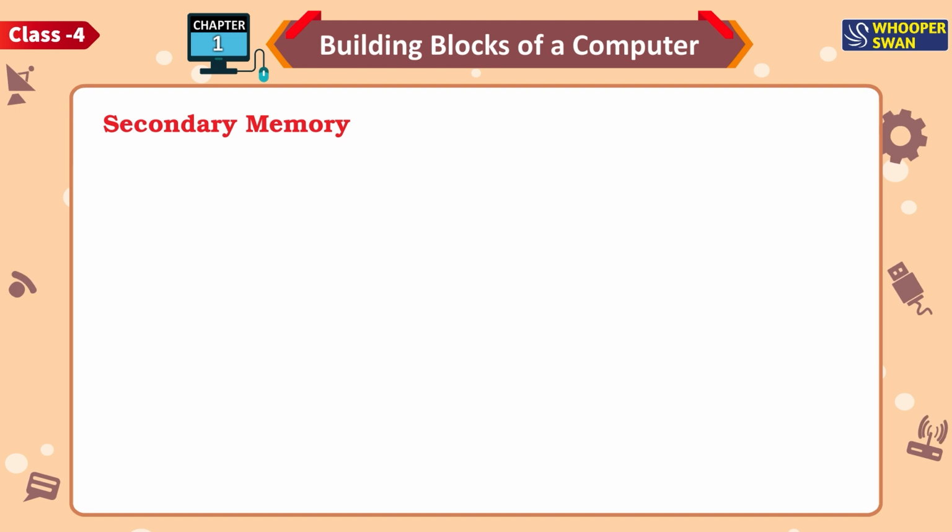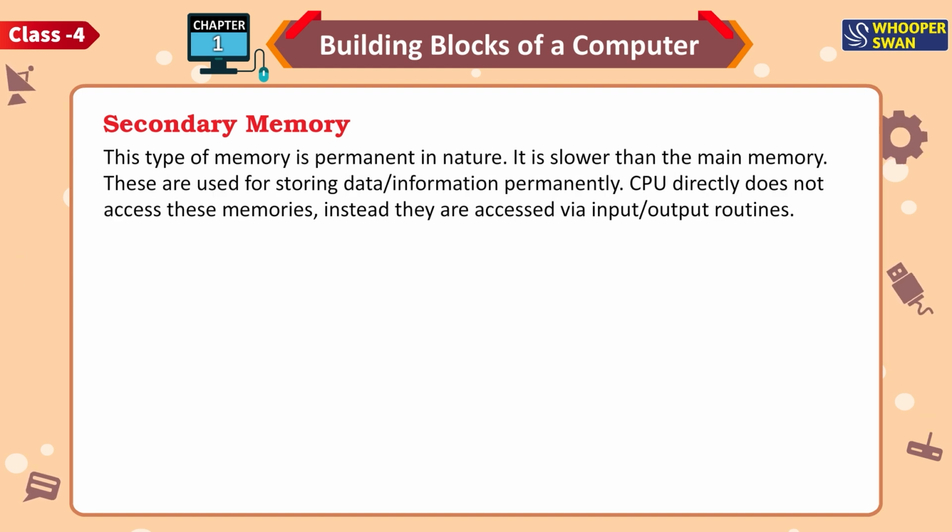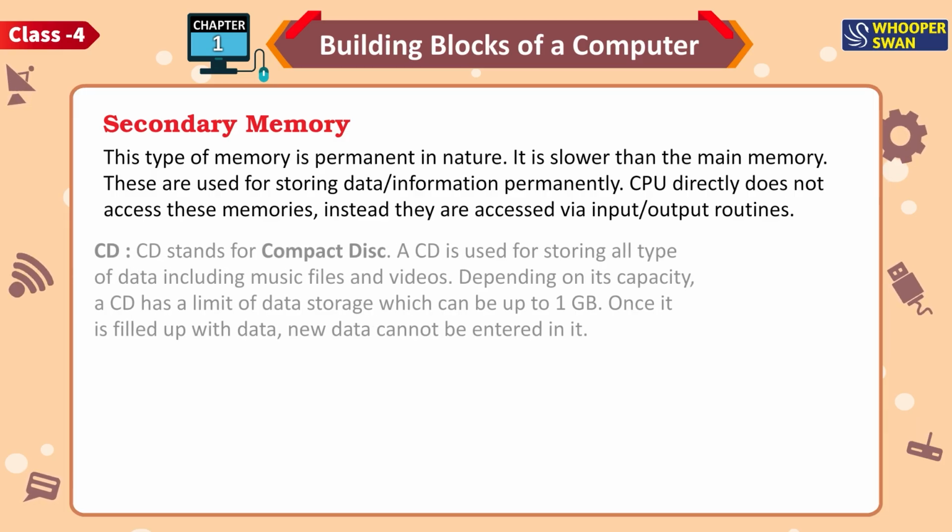Secondary memory. This type of memory is permanent in nature. It is slower than the main memory. These are used for storing data or information permanently. CPU does not directly access these memories, instead they are accessed via input or output routines.